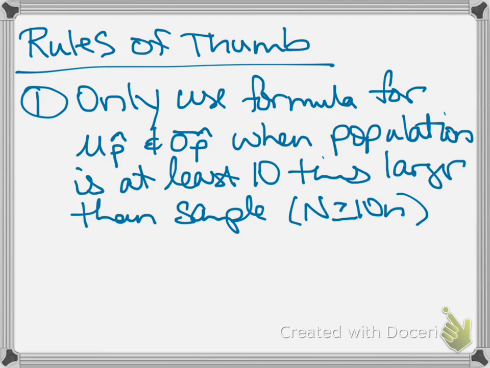Okay, so here's rule of thumb one, and just to reiterate it, you should only use those formulas for the mean of P hat and the standard deviation of P hat when your population is at least 10 times as large as your sample, and you can represent that statement as capital N, that's your population size, needs to be greater than or equal to 10 times lowercase n, which is your sample size. So that's one rule of thumb to keep in mind.